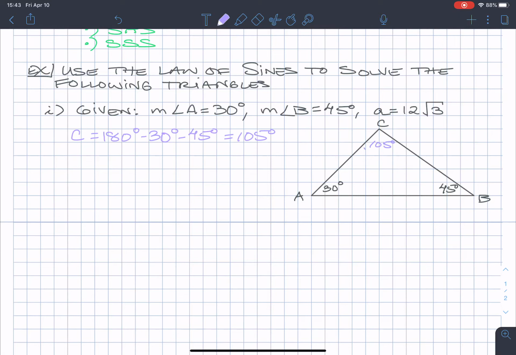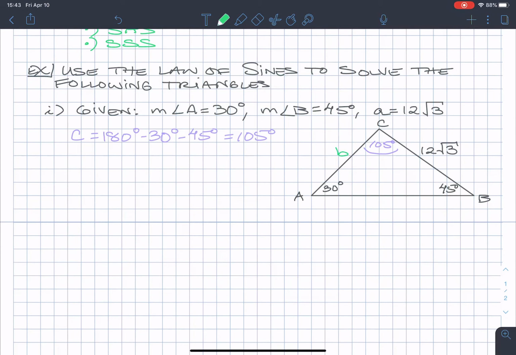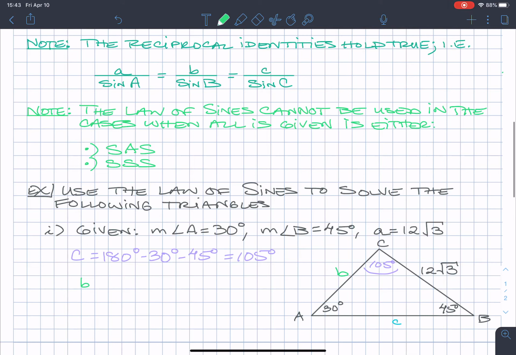105 degrees. Okay, what else is given? I was given that little side A measures 12 times the square root of 3. So I need to find little side B and little side C. So hopefully I can use the law of sines to do this. So for example, if I wanted to find, say, little side B, well, I can use the reciprocals of the law of sines.